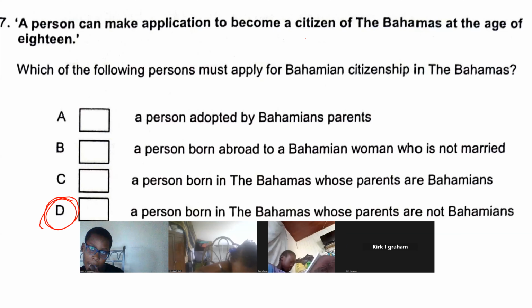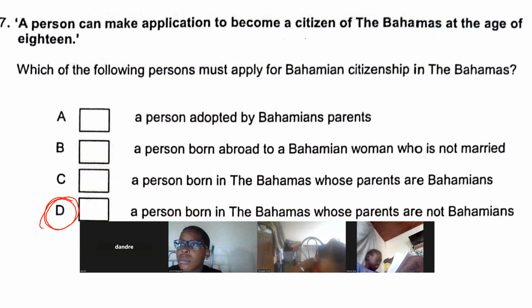So, Mr. Petit, I have a question. Mhm. So, if your mom is from the Bahamas and your dad is from Haiti, and you were born in the Bahamas, are you Bahamian? Yes. So if both of your parents are from Haiti, and you were born in the Bahamas, you're not Bahamian as yet, right? No, you're not a citizen yet.